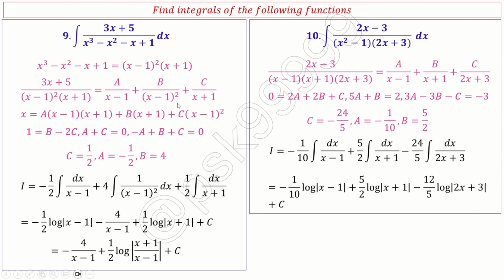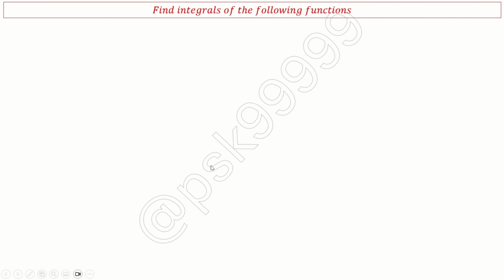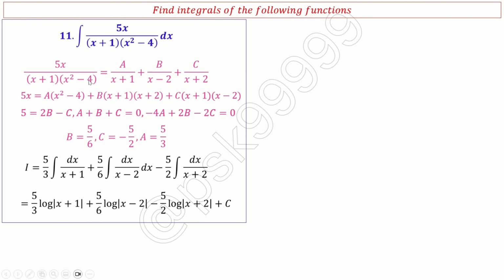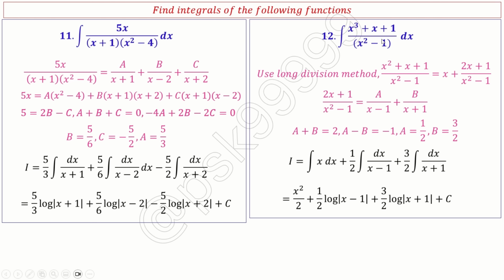This is also the same as this one. You will just do it this way. X square minus 1, I am writing it as x minus 1 and x plus 1. So this is how it is. You can do it yourself. This one is also exactly similar. You can do it yourself, because x square minus 4, I will write as x minus 2 into x plus 2.